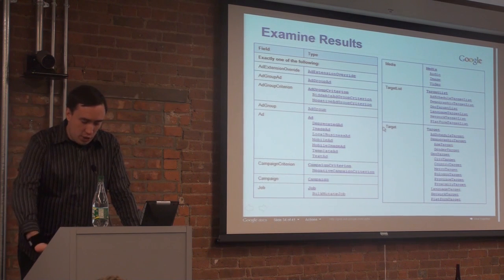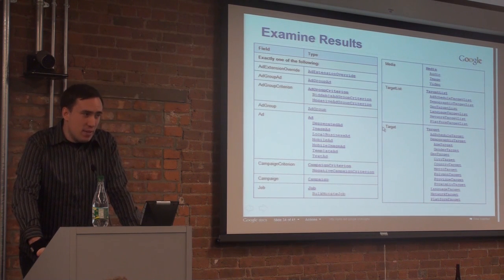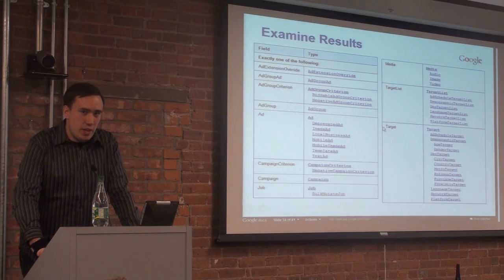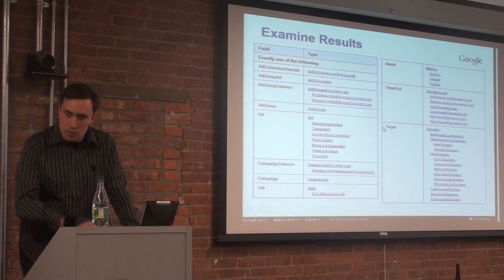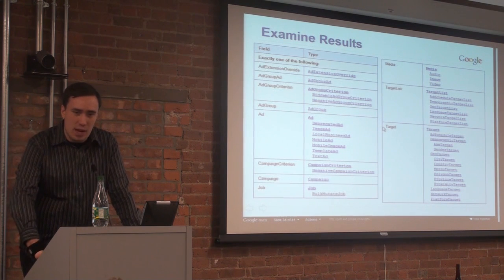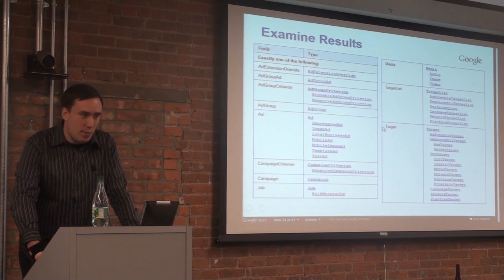This is another screen, right from the documentation, so you can see this on the AdWords API documentation. This is the operand object, and as you can see, it has these different fields that correlate to the different types of objects that could be returned by the operations.